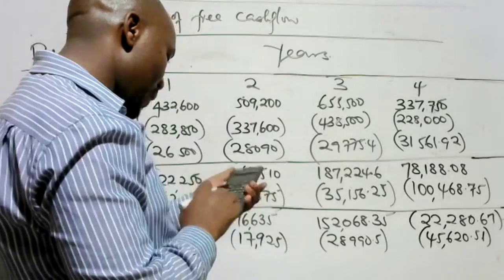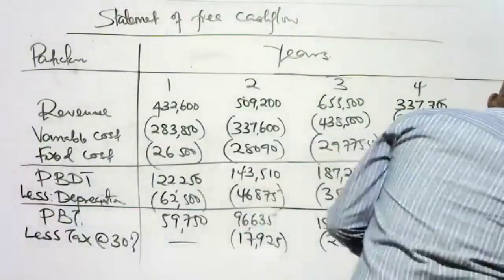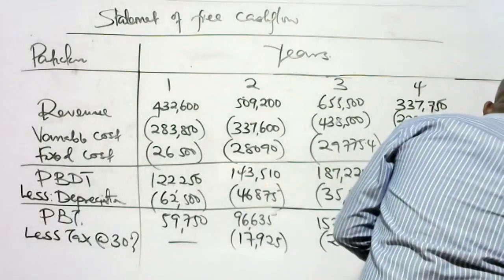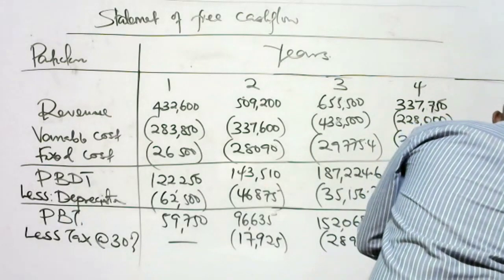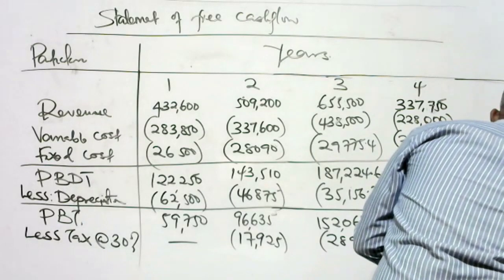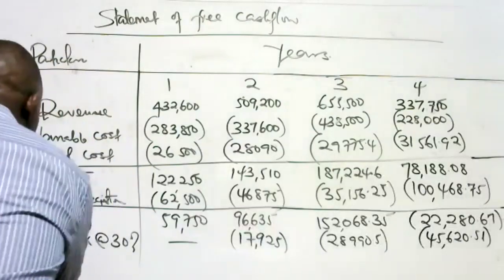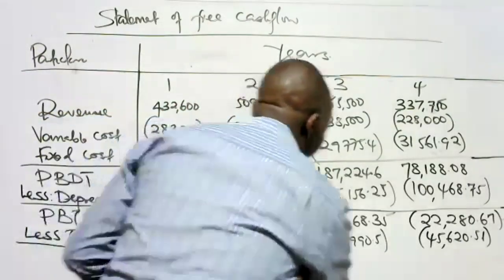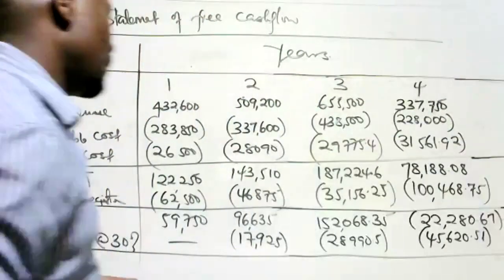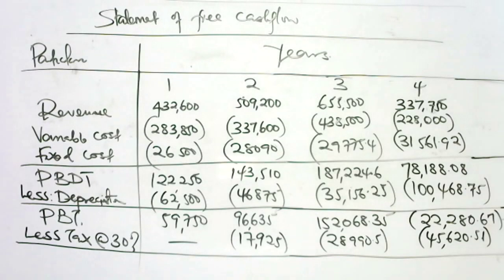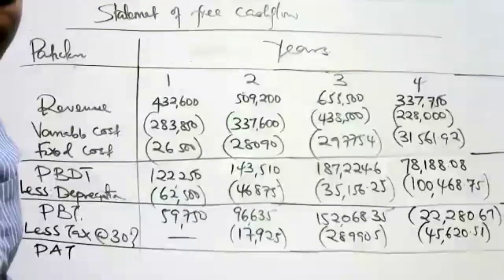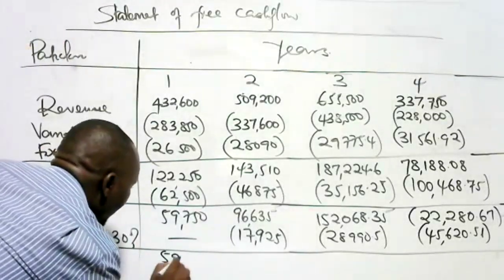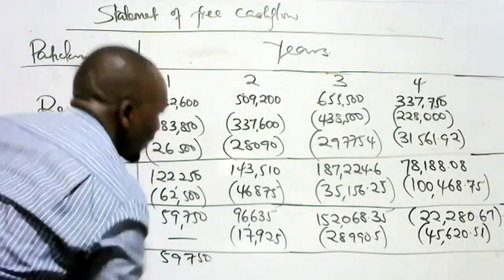22,280.67 times 0.3. 66 point. So after tax, profit after tax, we are going to have this 59,750. Calculate for me, guys.